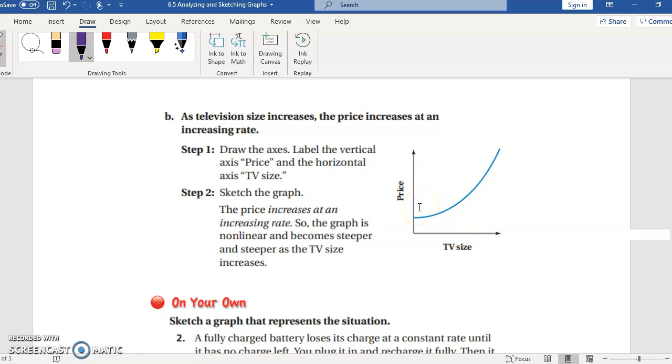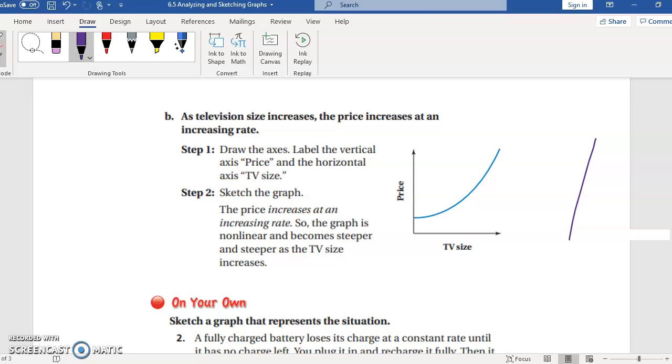So I think that sounds a little confusing. So I always say the price increases at a rapid rate. So that means it would not be a straight line. It would go up quicker than a straight line. So it becomes steeper and steeper as the TV size increases. So as you move along the TV size, it's going to go up steeper and steeper and steeper.